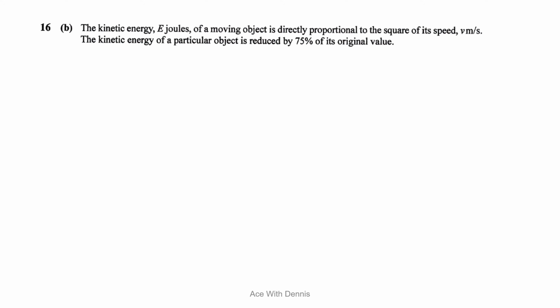B. The kinetic energy E joules of a moving object is directly proportional to the square of its speed v meters per second. The kinetic energy of a particular object is reduced by 75% of its original value. Calculate the percentage reduction in the speed of this object.